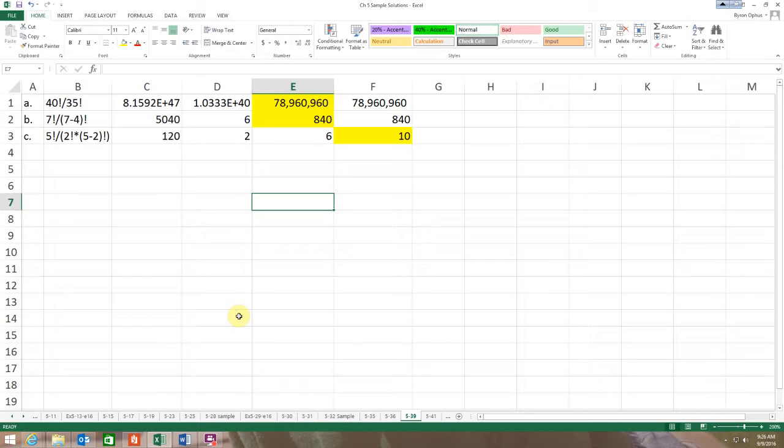And so our first one, 39A, says just solve the problem, and that is what's 40 factorial divided by 35 factorial. A couple different ways to do this. Of course, you could do the math. 40 times 39, that's what factorial means, by the way. If you have 3 factorial, it means 3 times 2 times 1, which would be 6 in that case.